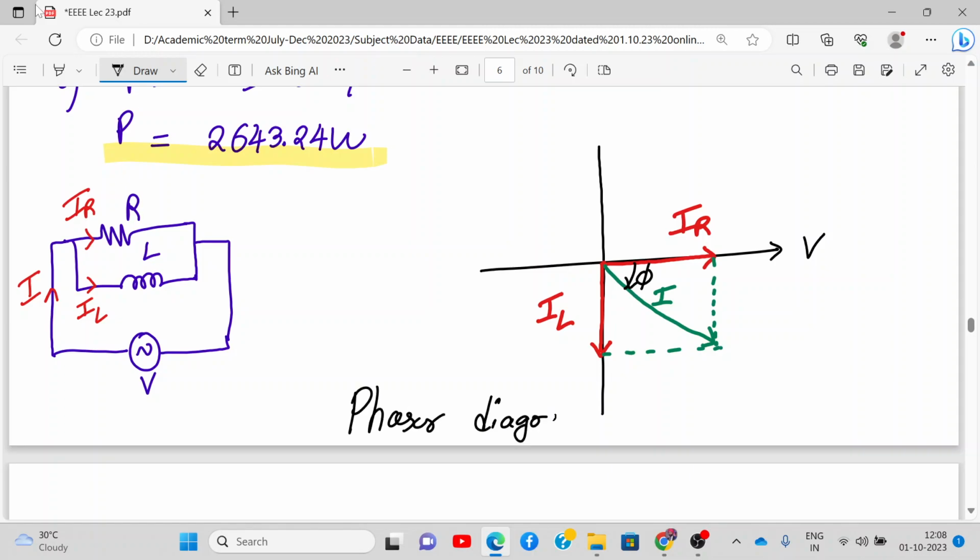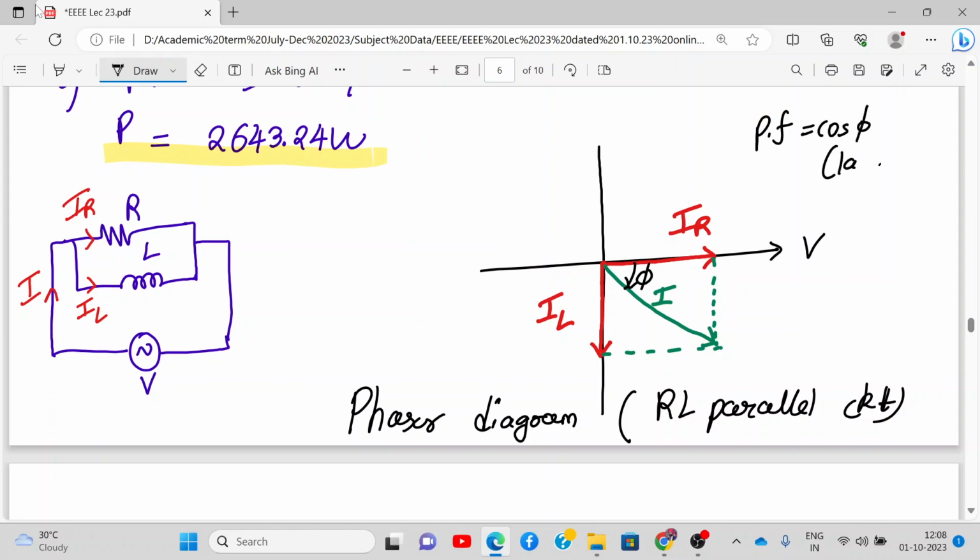This I'm supposed to cover next lecture, but still, this is the phasor diagram for an RL parallel circuit. So please note it down. It's very simple to draw actually. And the power factor is lagging. Here the power factor is cos phi, and we call it lagging because we have an inductor. The nature of the circuit is inductive.